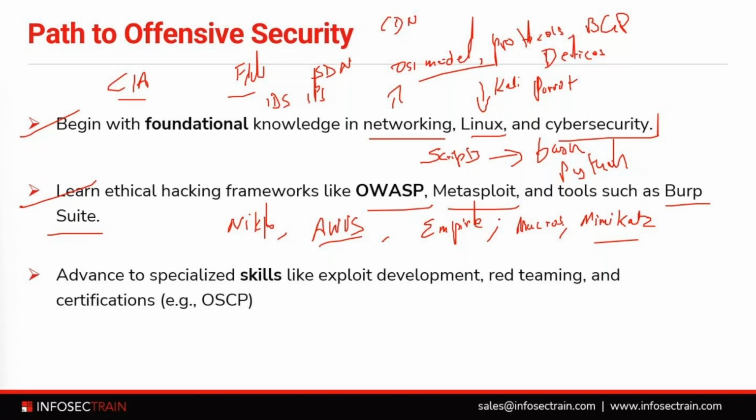Once you are done with them, then you will move to the special skills like exploit development, red teaming, and then you will do certifications. Okay. So now if I get to the part of the certification process, right? The very first thing is, if you have learned all these things, whichever we have discussed, the first certification that you will go for is CEH, Certified Ethical Hacker, and it is given by EC-Council.